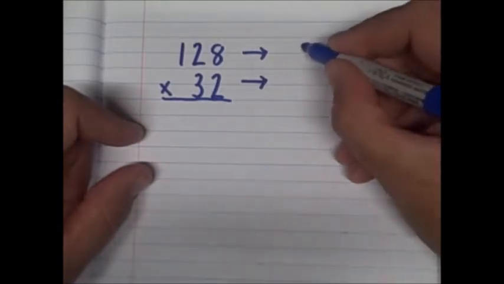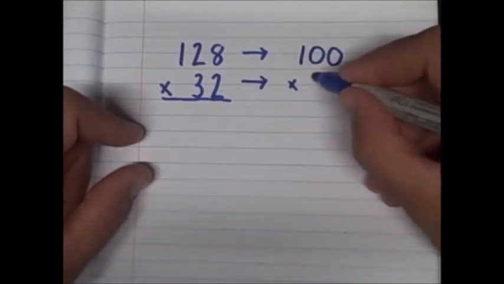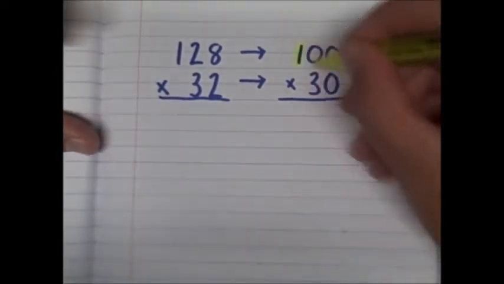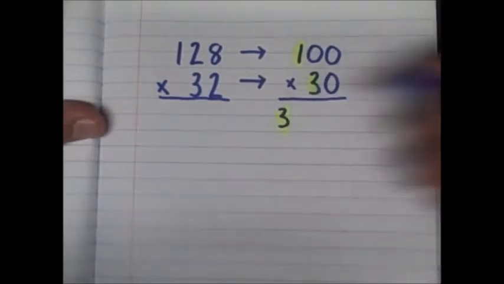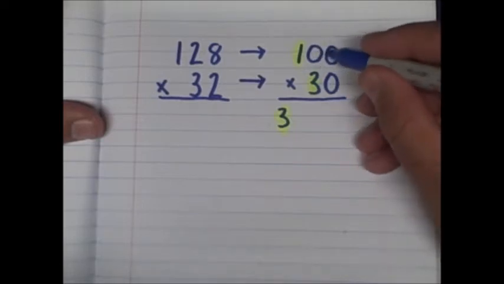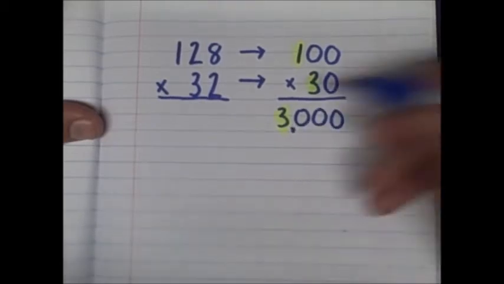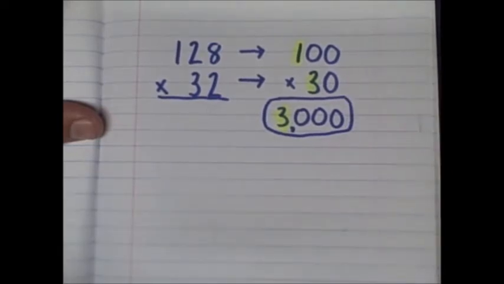Okay, in my opinion, the best bet for this would be to do 100 times 30. Clearly this is an underestimate because in both cases I rounded down. My basic fact, my non-zero digits, 1 and 3 times equals 3. 1, 2, 3 zeros in my factors, 1, 2, 3 zeros in my final product. In my opinion, 3,000 would be your best estimate of 128 times 32.